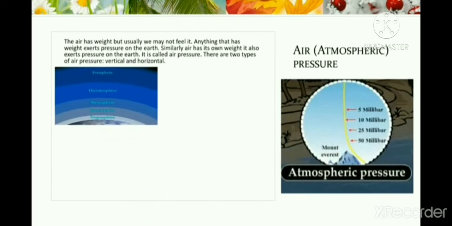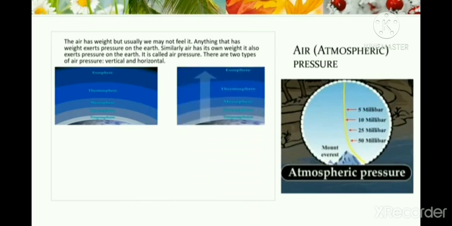Anything that has weight exerts pressure. Similarly, the air has weight. It also exerts pressure on the earth. It is also called air pressure. Now the lowermost layers of the earth filled with air are subjected to pressure from above them. This increases the density of the lower layers. Air pressure is more on the surface of the earth.